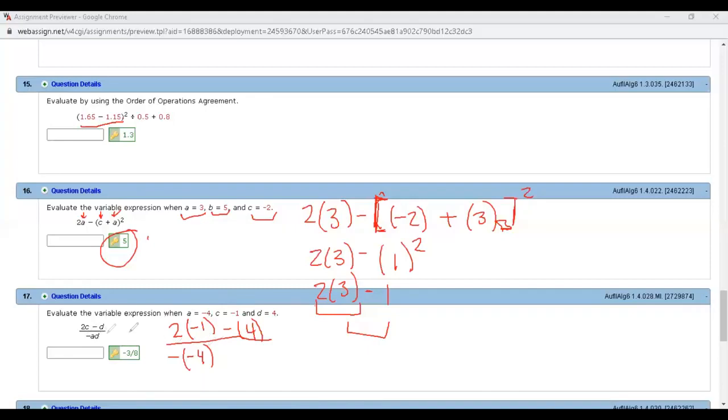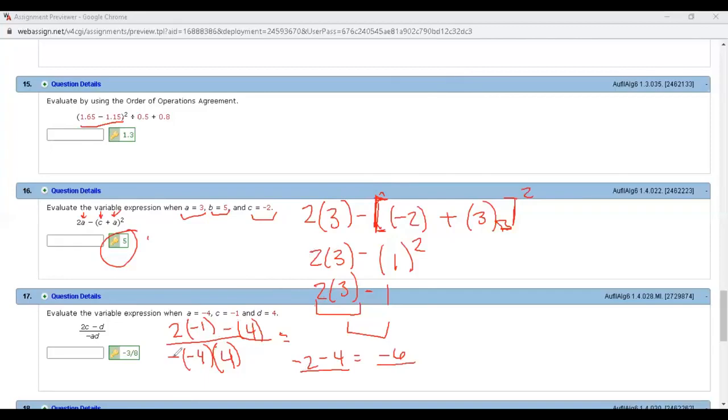Then we have D, and this negative AD means it's being multiplied. So I'm going to write another parentheses and have a 4 here. Okay, so we got 2 times -1, which is -2. So -2 minus 4 is -6. And if you need to write the steps out, by all means, please do. If you need to write -2 minus 4, then write -6, please do that, okay?